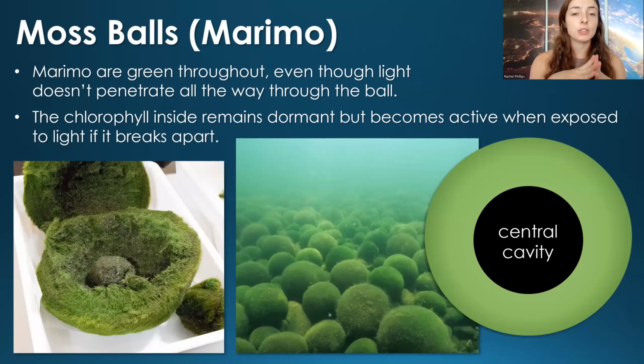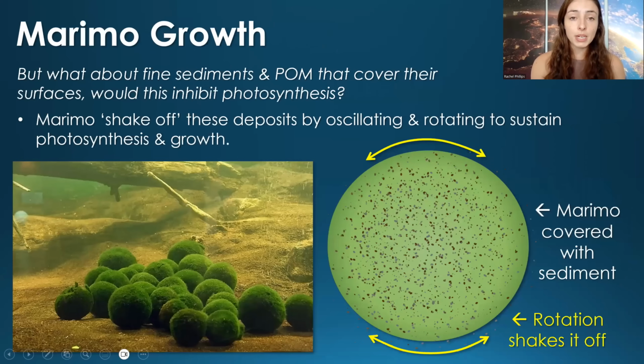So like I talked about, these moss balls are green throughout, even though light doesn't penetrate throughout the entire ball. Thus, the chlorophyll inside remains dormant, but can become active when exposed if the Marimo collapses, which often happens, as I'll talk about later. But you might wonder, what happens if fine sediments and particulate organic matter, or POM, cover their surfaces? Would this inhibit photosynthesis? Well, thankfully, the wave action that polishes the spherical shapes of the Marimo in the first place is also the mechanism that shakes off any sediment or particulate organic matter from their surfaces and allows them to continue photosynthesizing and growing.